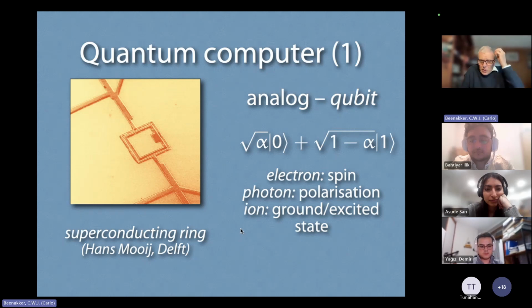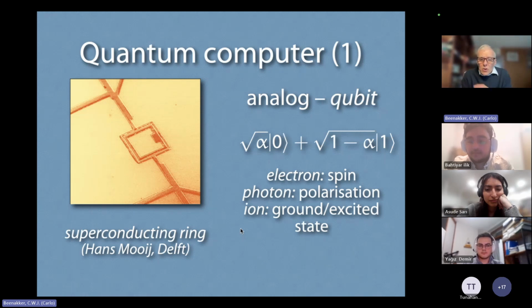Now, in the superconducting ring, it's the current which flows clockwise or counterclockwise, but there are other possibilities. You can have electrons which have a spin, which can point upwards or downwards. That could be the 0 or the 1. You can think about light, a photon, the particle of light, which can have a polarization, which could be circularly polarized left or circularly polarized right.